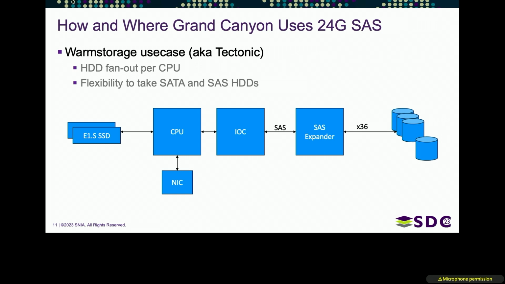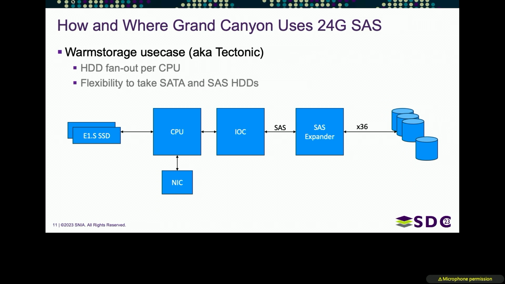From a block diagram perspective here, anything to the left of the CPU is stuff that is not related to the hard drive or SAS architecture, but we need that for supporting denser and denser drives: the NIC and the caching SSDs. To the right of the CPU, you see the SAS HBA or the IOC, IO controller, and the SAS expander, and between them we have 24 gig SAS on the platform. And to the right of the expander, this particular SKU has 36 hard drives. This is one half of a 4U chassis.